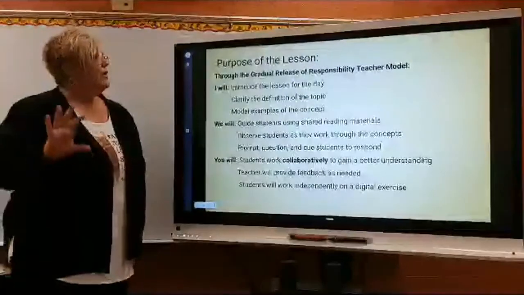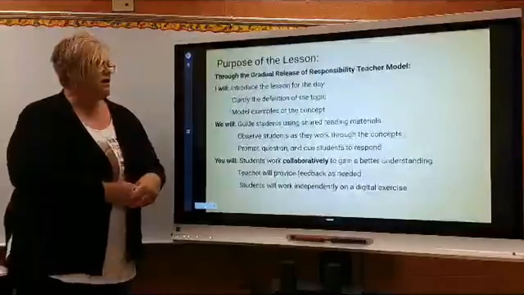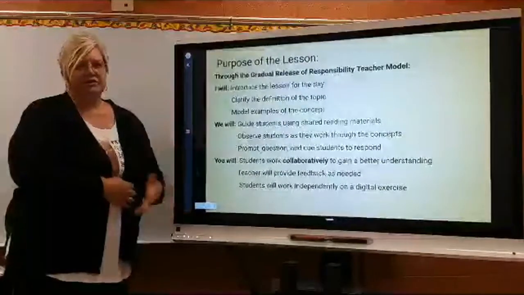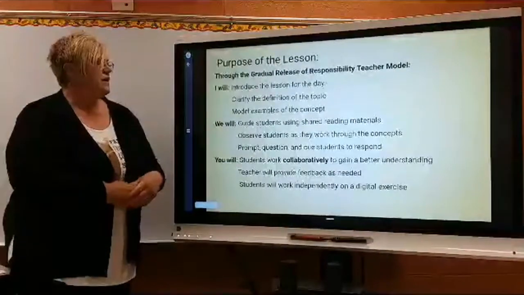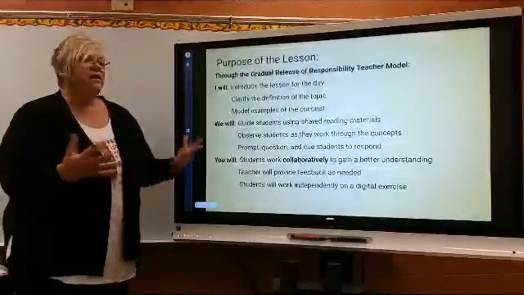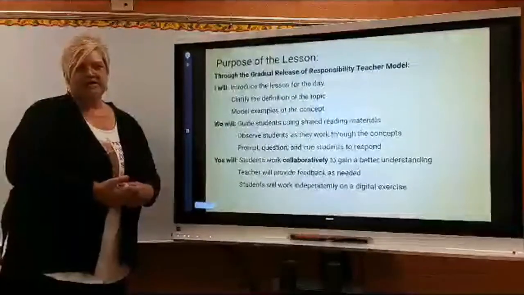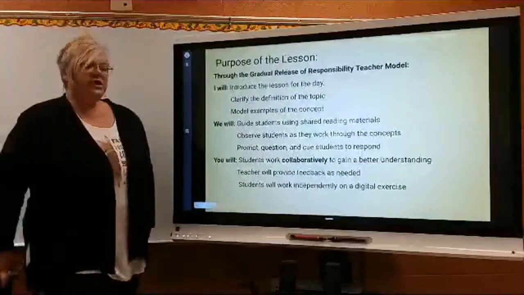So I will be introducing the lesson, just making sure that the students are clarifying or understand what we are talking about today, modeling some examples of the concept, turning that over to a guided practice kind of scenario where I will be working with students using shared reading materials.